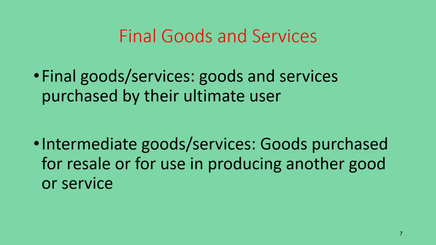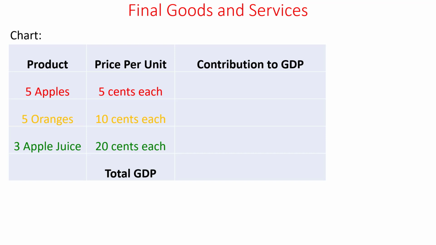And again, only final goods and services are added to our measure for GDP. Intermediate goods and services are not added to our measure for GDP because the value of those intermediate goods and services is already capitalized into those final goods and services when they're added to GDP. Right. So let's go through another example here.